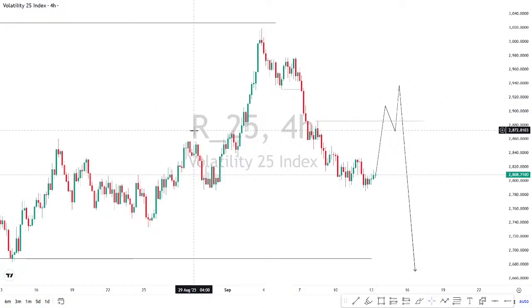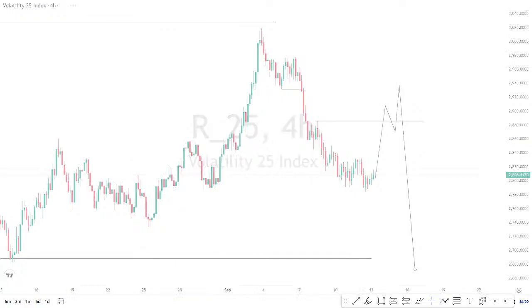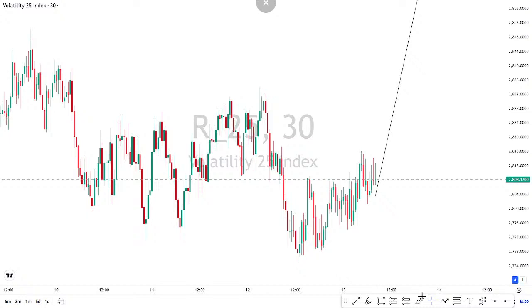So I am going to go to the 30 minutes time frame, and I am going to look at how we can make continuation from this particular move the market is currently giving. All right, so this is the 30 minutes time frame.